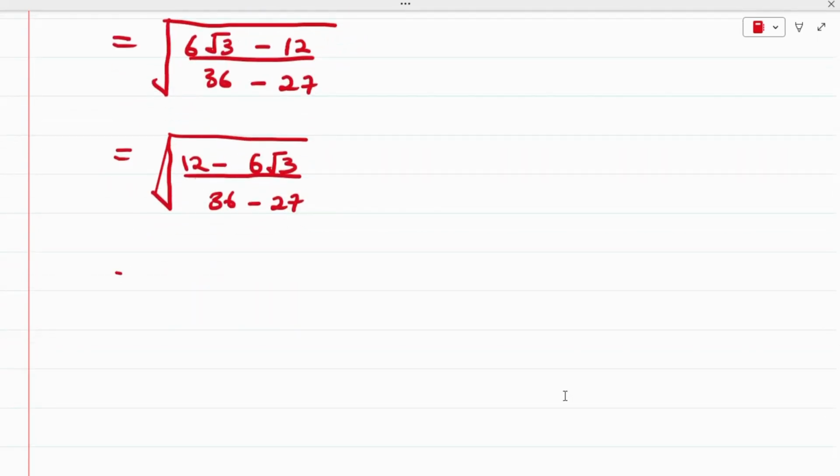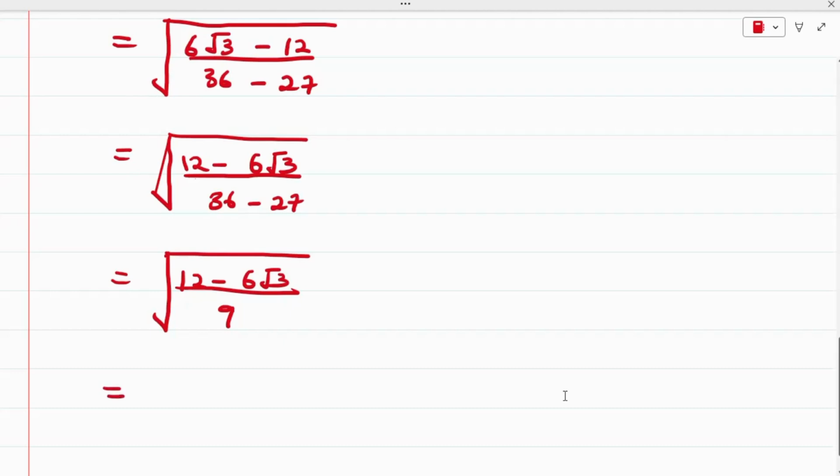So from here, this is equal to the square root of (12 minus 6 root 3) divided by (36 minus 27), which is going to give us 9. So from here, this is equal to the square root of, now for this, we can easily write this to be 1 over 9 multiply 12 minus 6 root 3. So we can rewrite this to be this right here.